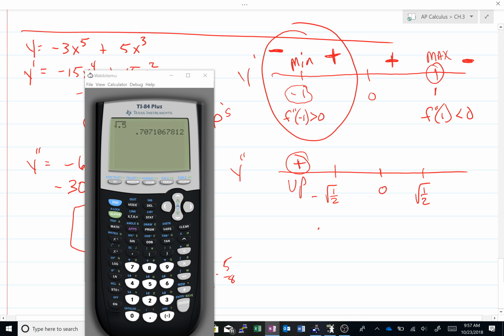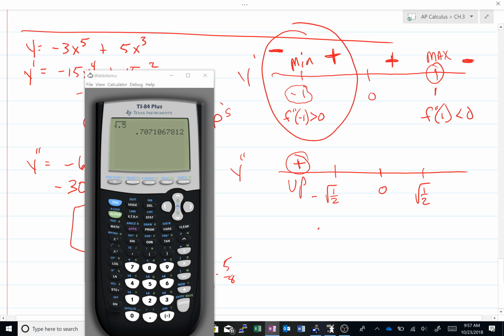Now, what's the definition of a point of inflection? It changes concavity. Do I change concavity here? Yep, I'm going from up to down. Bingo. That is a point of inflection, a POI.